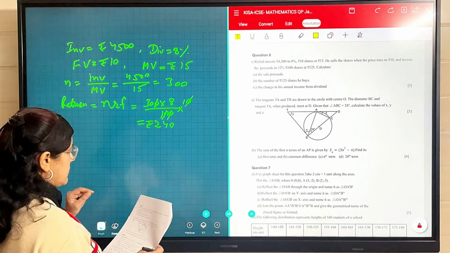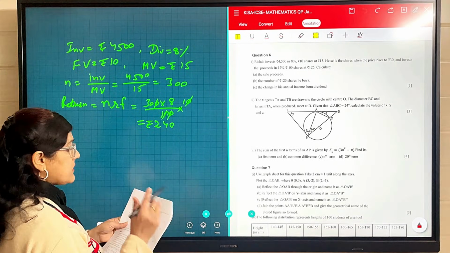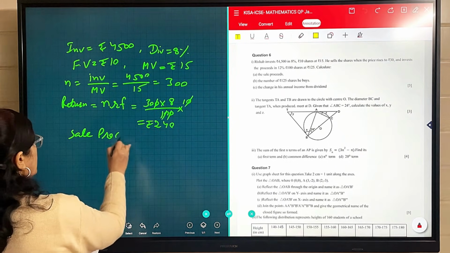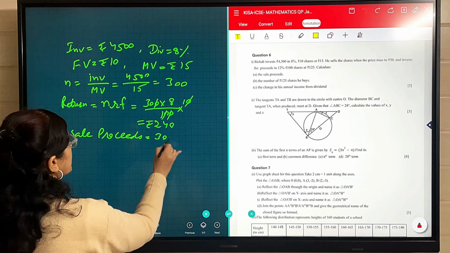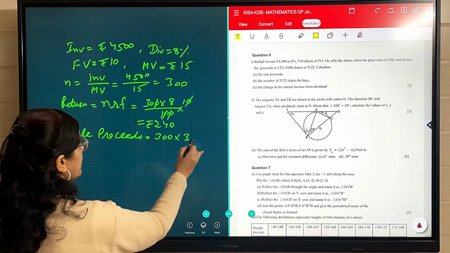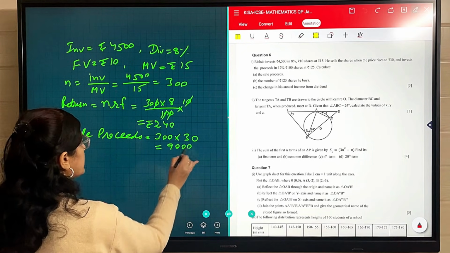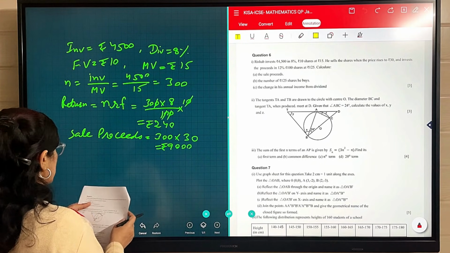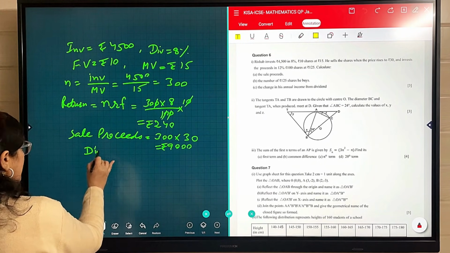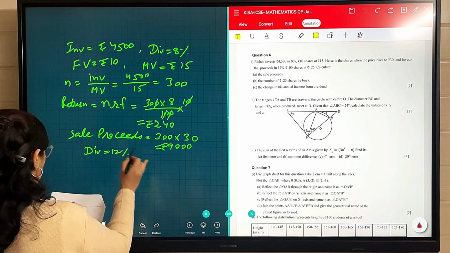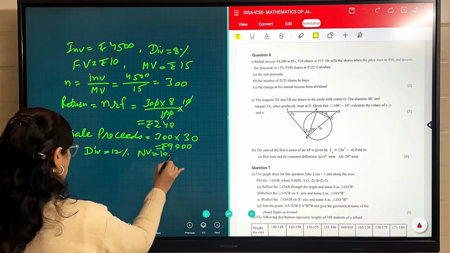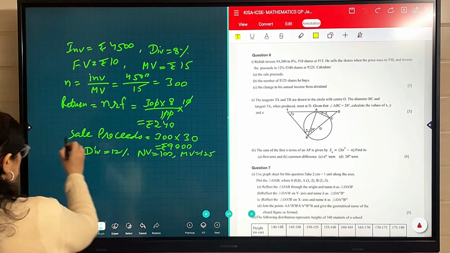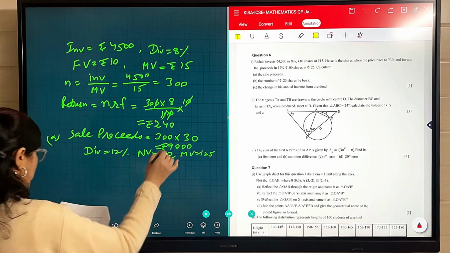Now he invests the proceeds in 12% shares. He sells the shares when the price rises to rupees 30. So the sale proceed is equal to how many shares he has? He has 300 shares and each share he sold at rupees 30. It means 9,000 is the sale proceed. He is investing this in another venture: invest the proceeds in 12% rupees 100 shares, which means nominal value is rupees 100 and market value is rupees 125. So the sale proceed is the answer of the first part. You will get your 1 mark here only.